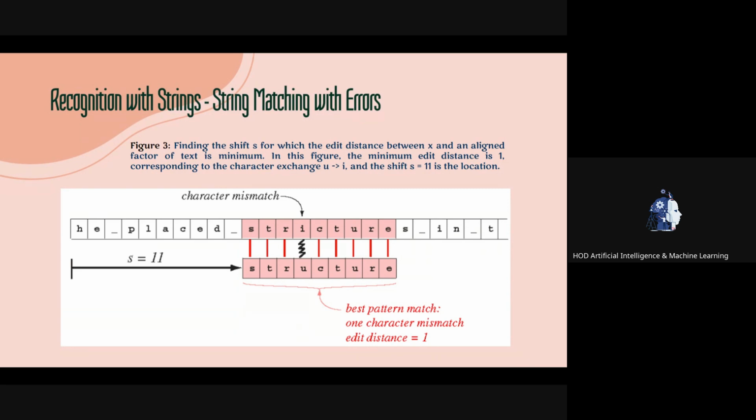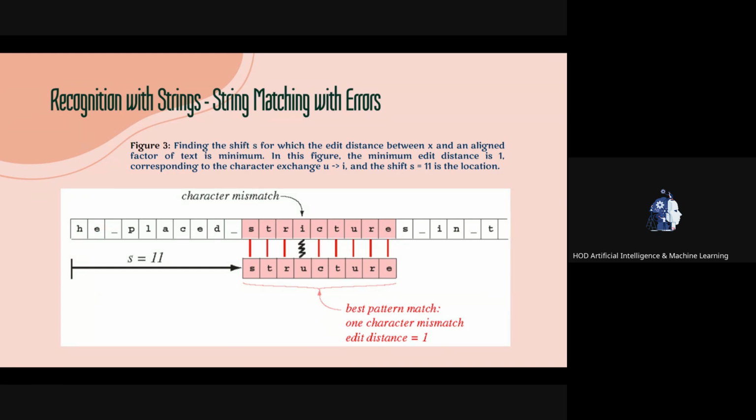Once you make S equal to 11, that is the 11th shift, you will be able to find S matching, T matching, R matching. This I is not matching. And C matching, T matching, U, R, E, all these things are matching. So maximum elements are matching. Out of 9, 8 characters are matching. Only 1 character is mismatching. Right, so there is an error here.